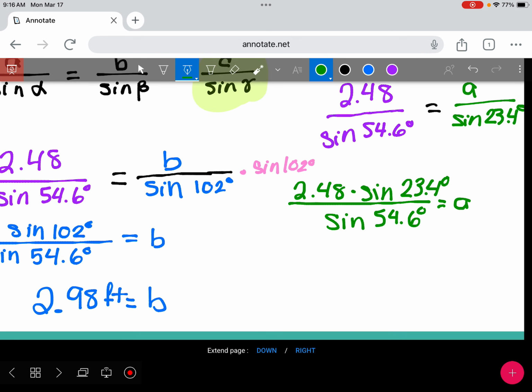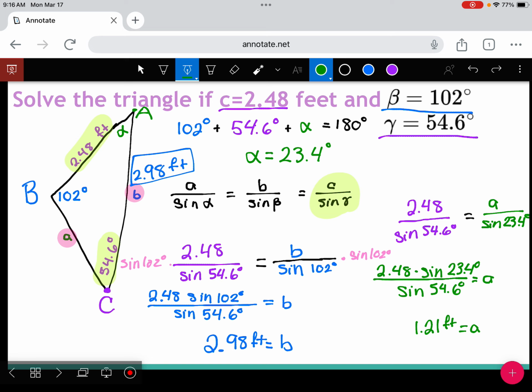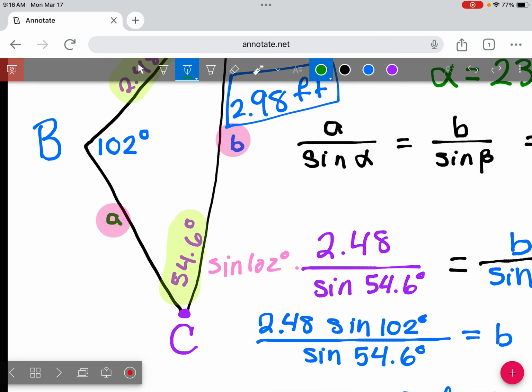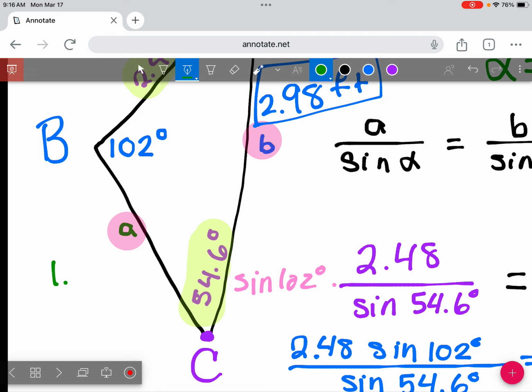So what do we get for side A? 1.21. Just double checking things before I confirm. 1.21 feet. So now we know side A, we know angle alpha, we know side B and angle beta, and we know side C and angle gamma. There we go, our 1.21 feet.